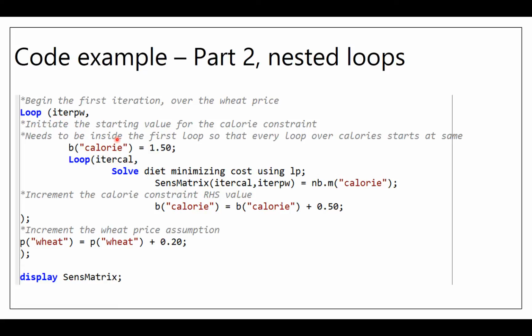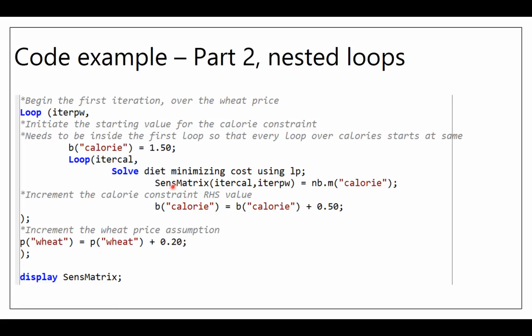Okay, so we got our first loop. We're going to set the starting value for calories, and then you go inside of the calorie loop. And that's where our solve statement's going to be. So it's going to solve, and that solution will be based on a price of wheat that's set at 50 cents originally, and a calorie right-hand side of 1.5 or 1,500 calories.